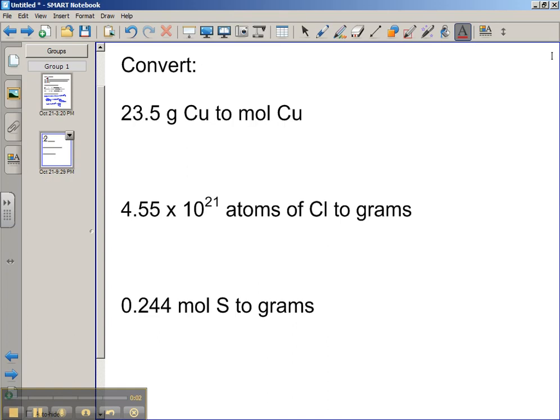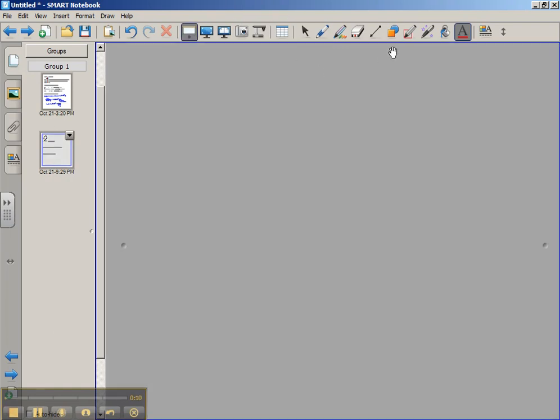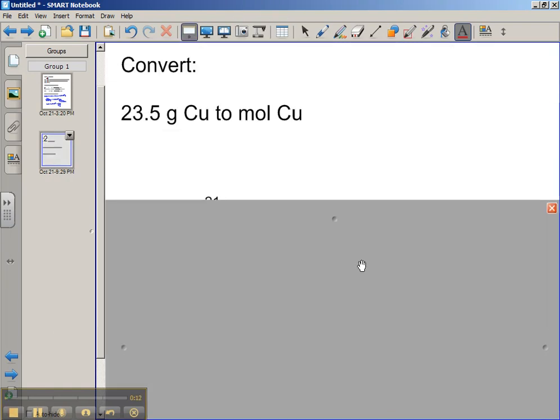I'm going to do some simple mole conversions. Convert 23.5 grams of copper to moles of copper. Let's start by hiding the other problems so we can focus on this.